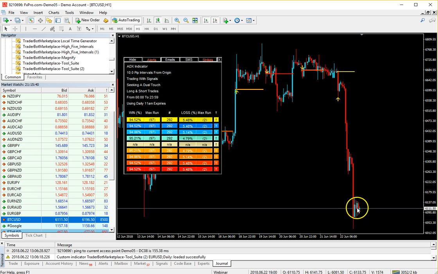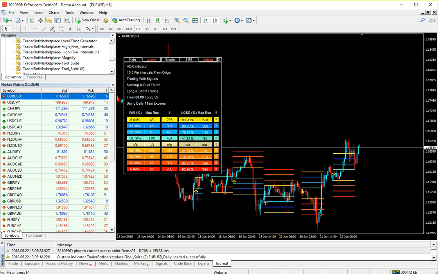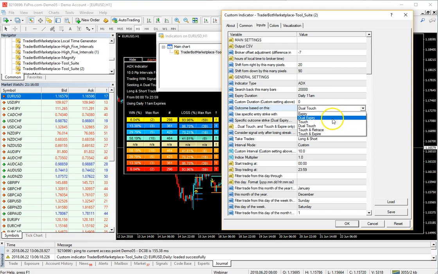Oh, it took a big old dump today, or over the past few hours. Look at that. Okay, so dual expiry will show you how often price expires inside two lines, and dual touch will show you how often price touches two lines.